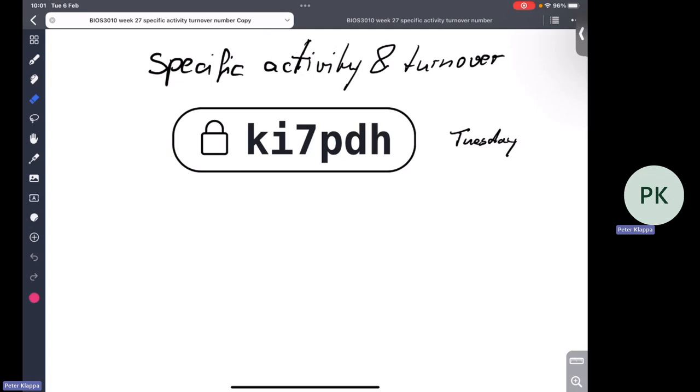Okay, so what am I going to do with you today? Today we are talking about specific activity and turnover number. These are concepts a lot of students find challenging to get their head around. You will have to do these calculations in the practical in 2 weeks' time, and also in the practical in 4 weeks' time. And next year, you are doing a mini project where you use what you've learned in the enzyme part of this module. Again, you have to calculate specific activity and turnover numbers.